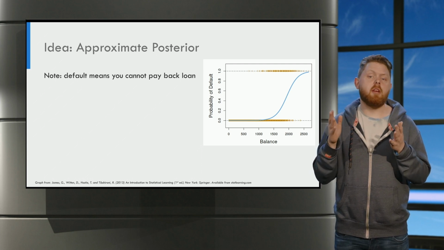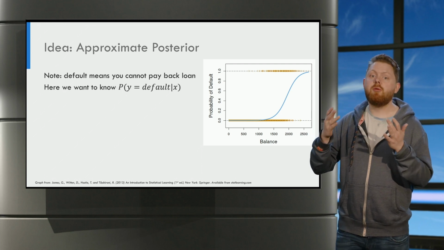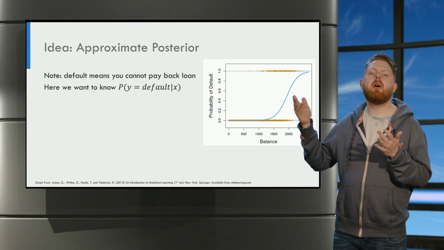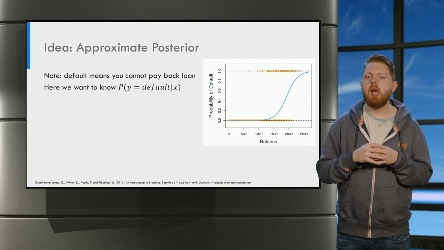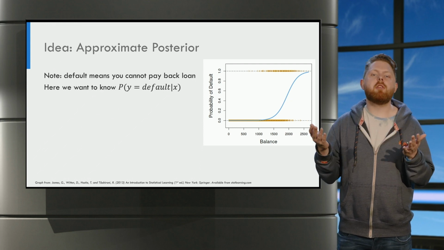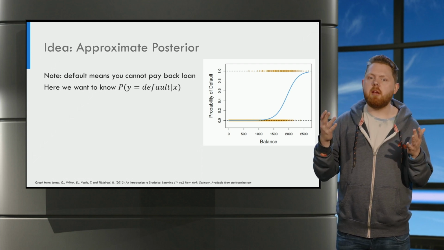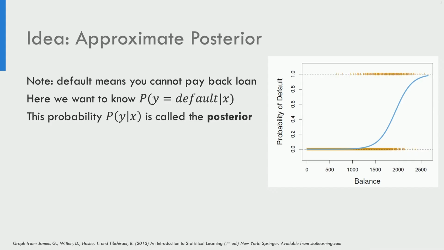Okay, how do we write these probabilities? The posterior probability to default is written as P(y = default | x). Here, x would be the value of the balance. x can also refer to more features that we may have measured. We are interested in this probability, the probability of a particular class given the features. This probability is called the posterior. Using logistic regression, we are going to approximate these probabilities.